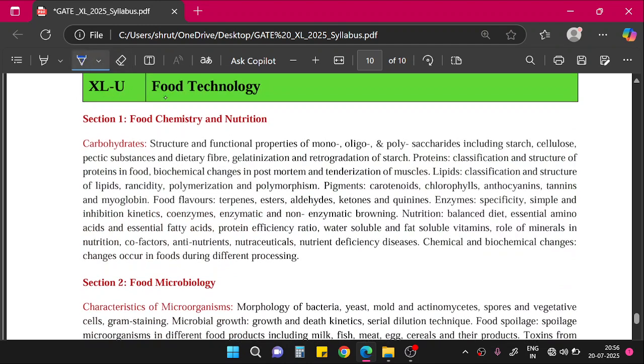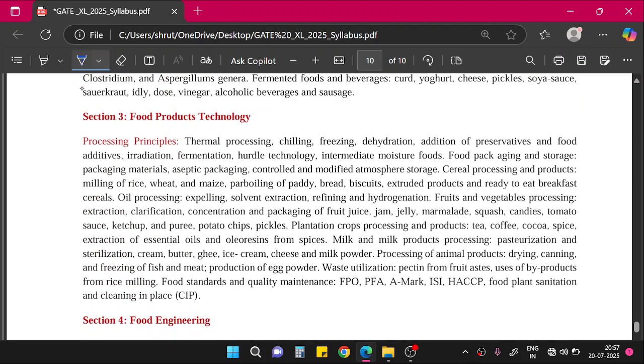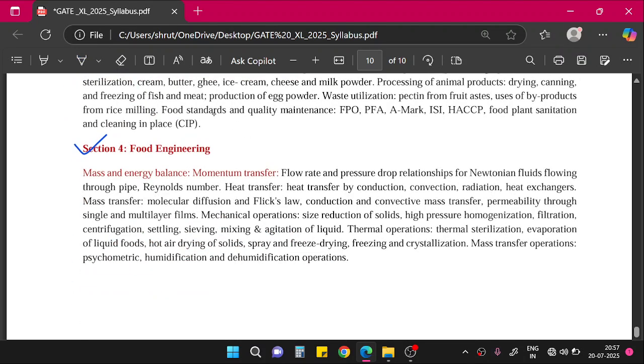Then the last elective subject is food technology. In this, the first section is food chemistry and nutrition. Section 2 is food microbiology. Section 3 is food products technology. Section 4 is food engineering. So here the GATE Excel syllabus ended.